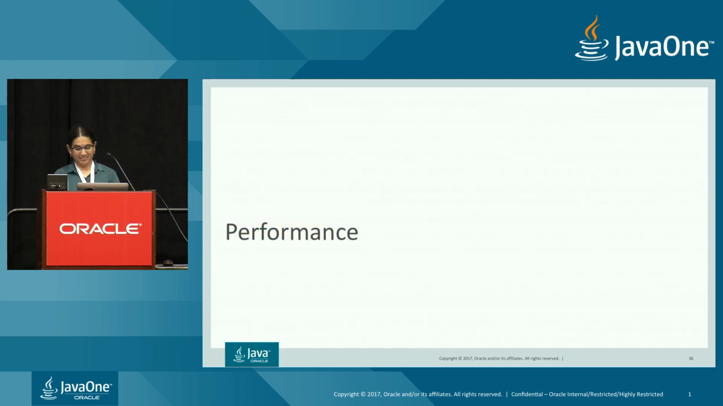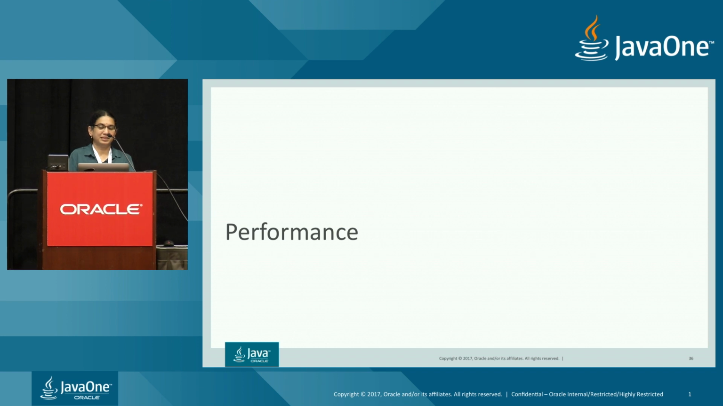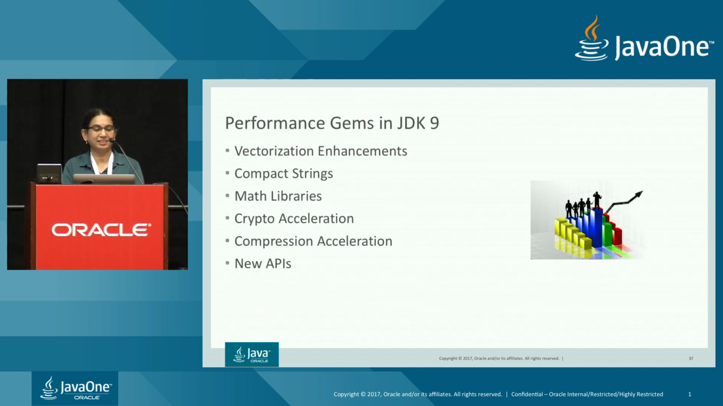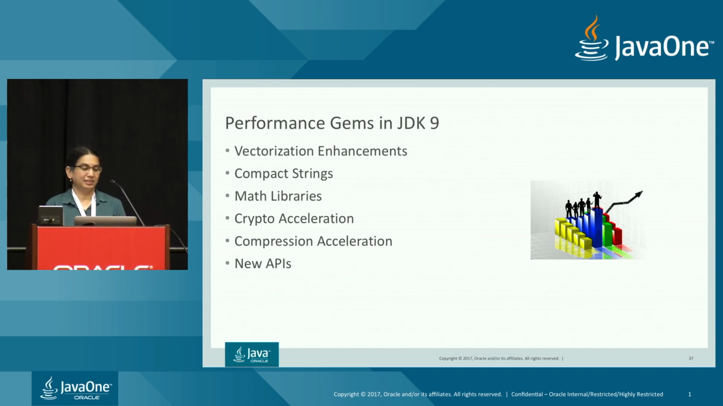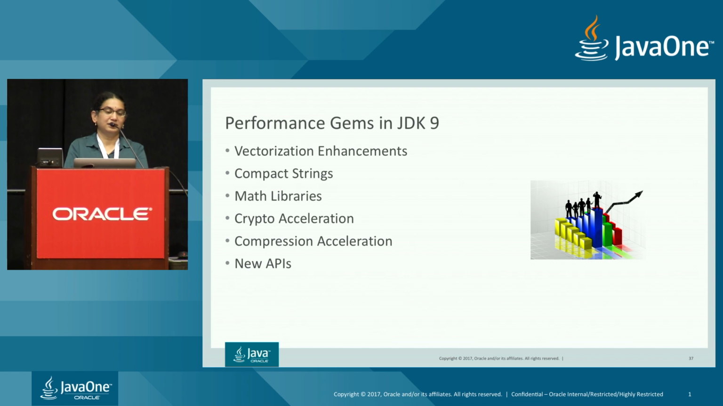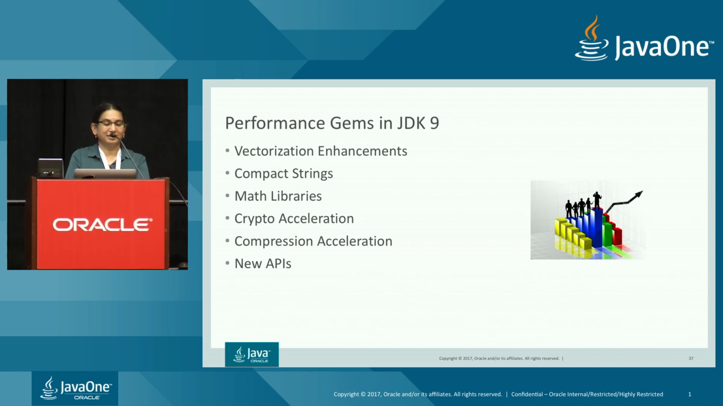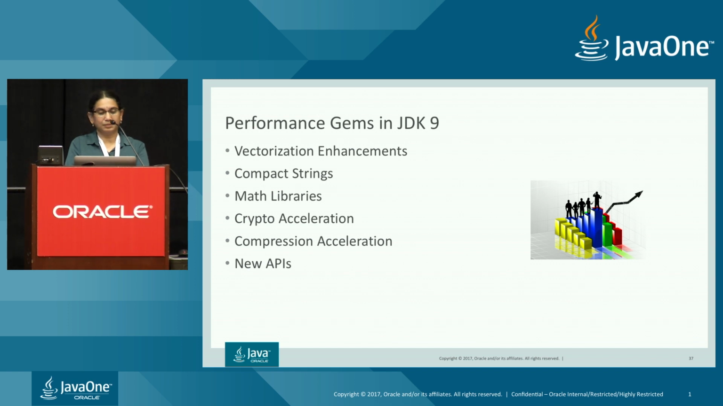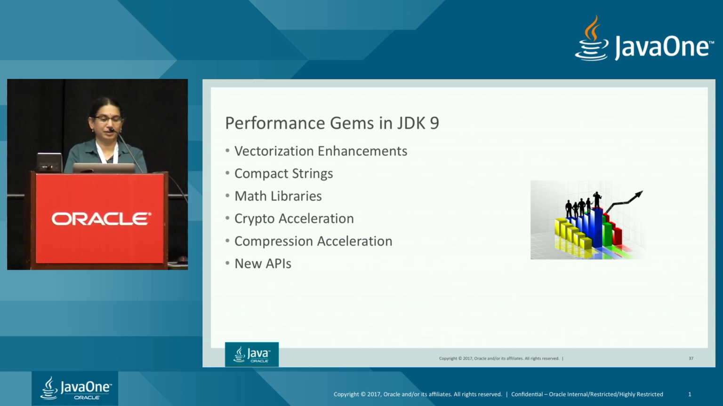Thanks, Michael. So over the last couple of years, we have contributed to and collaborated on many optimizations in OpenJDK towards JDK 9. So some of the key optimizations include the vectorization enhancement, math, crypto, and compression acceleration, compact strings, and the new API support, and optimizing the new API for the Intel platforms.